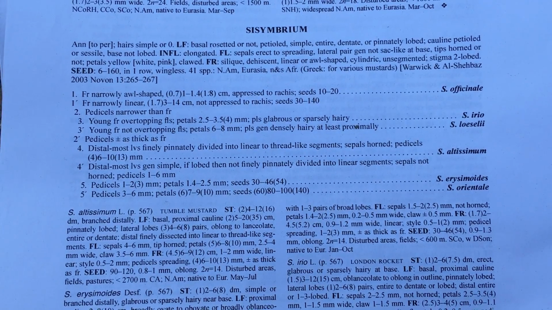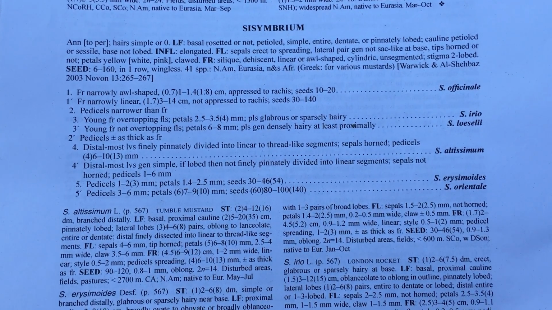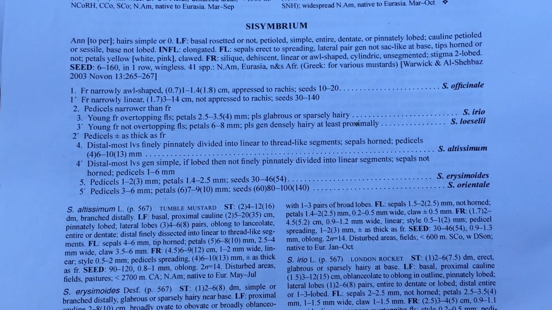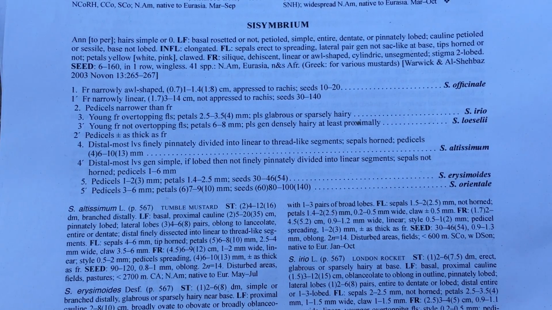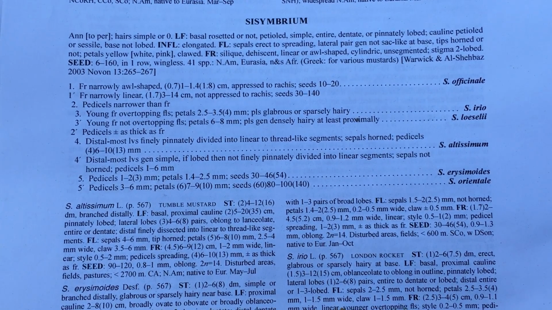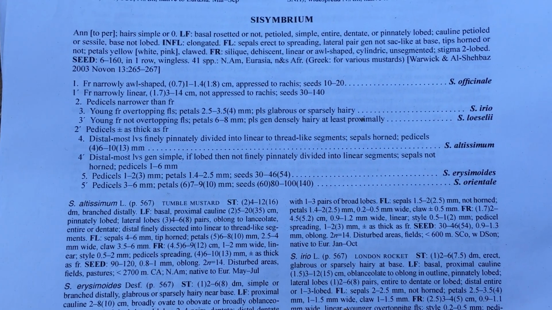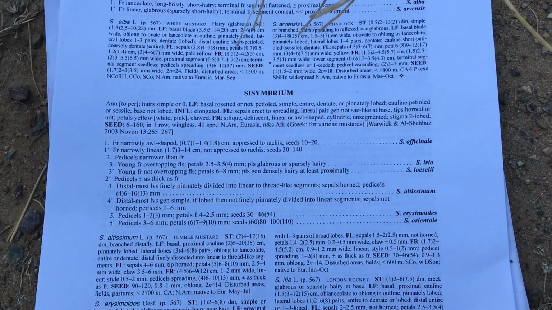Pedicels, we have the length there, 1 to 2 millimeters. Petals, 1.4 to 2.5. We don't have any petals. Seeds, 30 to 46. Or pedicels, 3 to 6 millimeters. Petals, 7 to 9. Seeds, 80 to 100. And we had 88 seeds, and we had that measurement between 3 to 6 for pedicels. So we'll key it to Sisymbrium orientale.